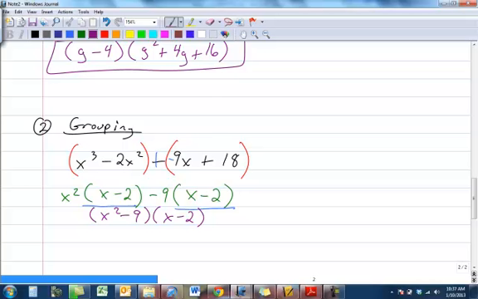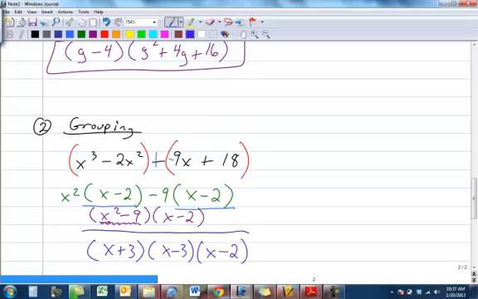Now, you look at what's left. Can anything go further? Well, x squared minus 9 is a difference of squares, so this can actually go a little bit farther. This can go to x plus 3 times x minus 3. Then we got our x minus 2. So that is our final answer.